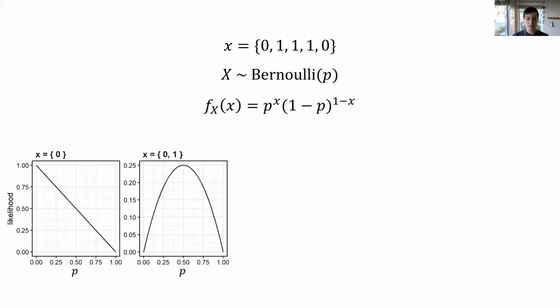The third thing to notice is that the scale of the y-axis is smaller. Because we're multiplying probabilities together, and the probabilities are always between 0 and 1, the likelihood function gets smaller as we add more data.